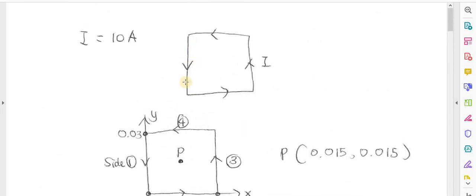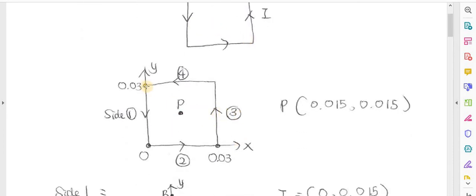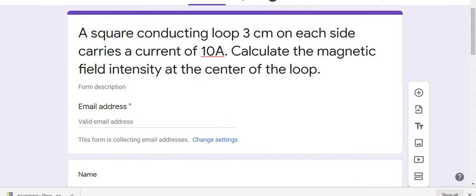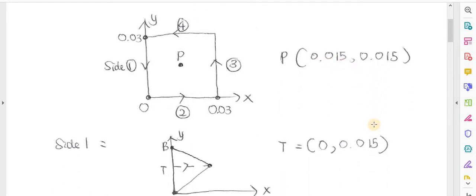Imagine you have a square with current. You can place your square in the coordinate system. Imagine this is side 1, side 2, side 3, and side 4, and the length of the sides is 3 centimeter, which is 0.03. So you have to find the total magnetic field at the center, which is 0.015, 0.015. So let's look at the sides one by one.